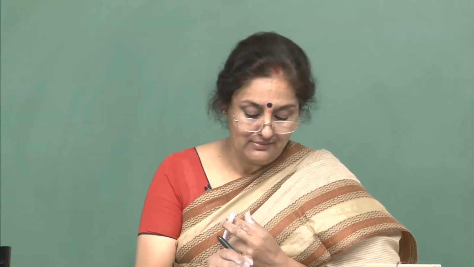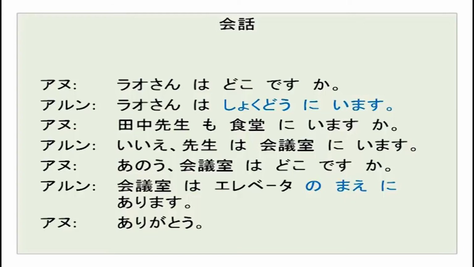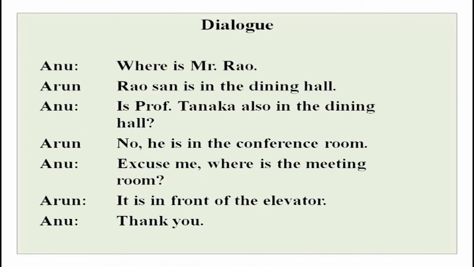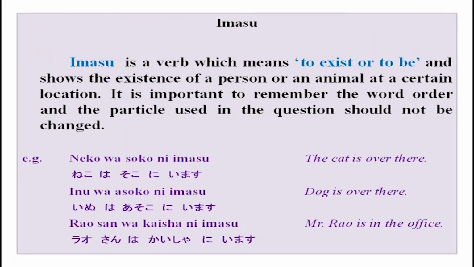Now, you know a lot of words and vocabulary and you can make sentences with the help of particles. So, try this conversation, changing, using different words, vocabulary that you have learned. This is in the script, as you can see. Your translation. Now, as I told you earlier, imasu is a verb which means to exist or to be and shows existence of a person or an animal at a certain location or point. You have examples here, you can go over the examples and see.